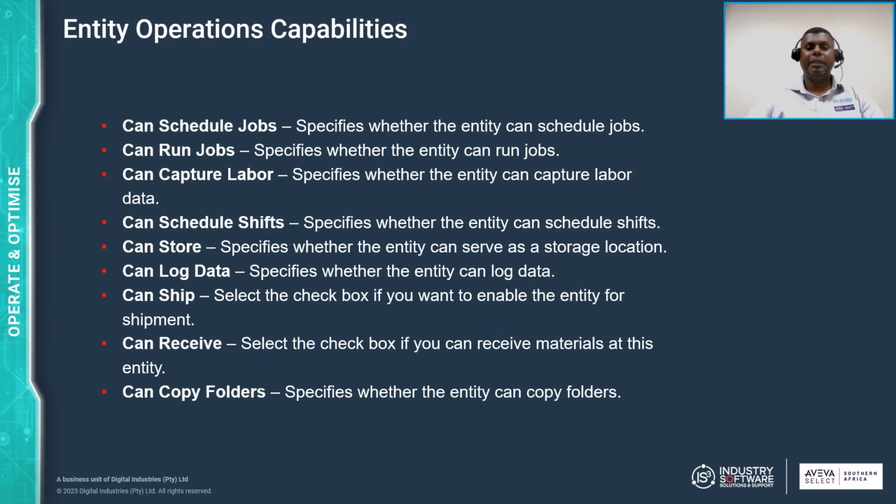Entity operations capabilities. Can schedule jobs specifies whether the entity can schedule jobs. Can run jobs specifies whether the entity can run jobs. Can capture labor specifies whether the entity can capture labor data. Can schedule shifts specifies whether the entity can schedule shifts. Can store, can log data, can ship, can receive, and can copy folders as well. These are some of the capabilities that can be assigned using the operations capability object of entities.